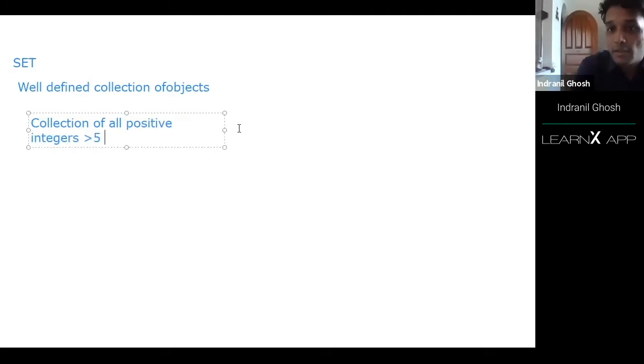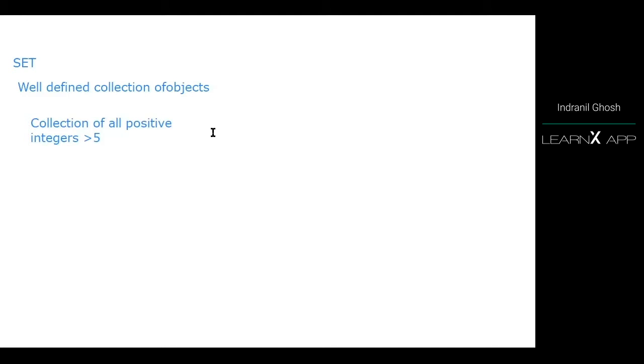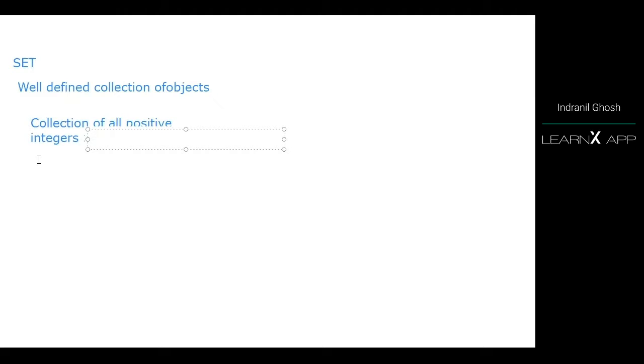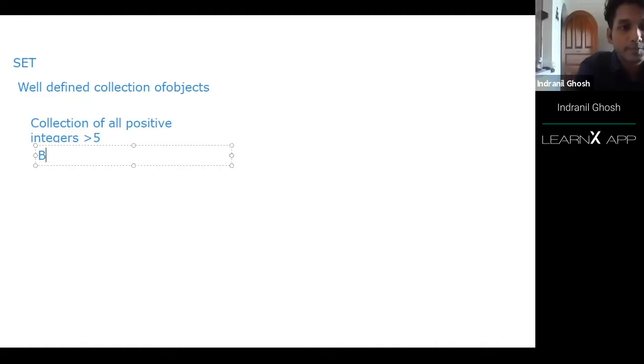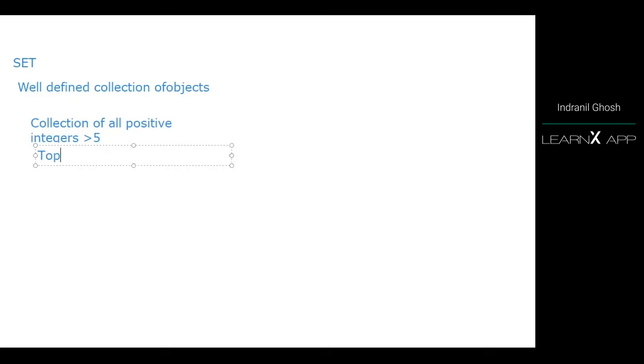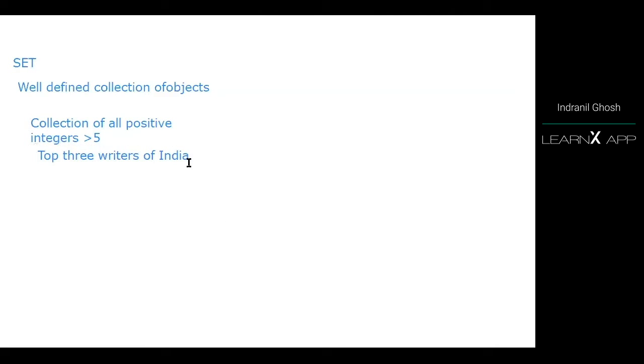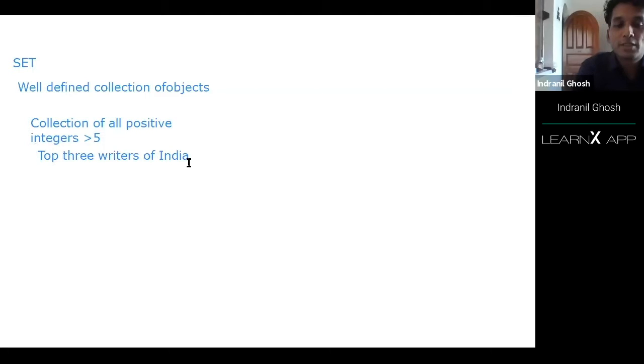should it be a set? Collection of all positive integers which are greater than 5. Can you call it a set? Yes, sir. Okay. And what if we have the top 3 writers of India? Can you call this a set? No, sir. Why is the first one a set but not the second one?